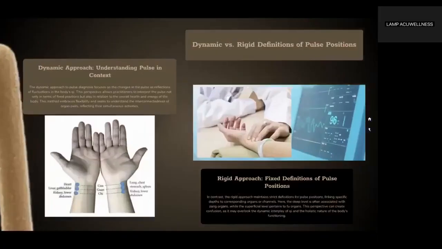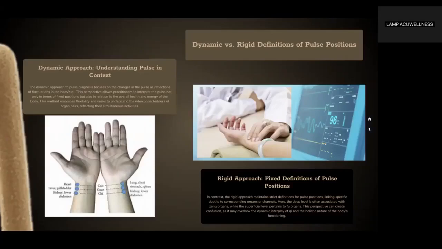Dynamic versus rigid definitions of pulse positions. The dynamic approach to pulse diagnosis focuses on the changes in the pulse as reflections of fluctuations in the body's chi. This perspective allows practitioners to interpret the pulse not only in terms of fixed positions, but also in relation to the overall health and energy of the body. This method embraces flexibility and seeks to understand the interconnectedness of organ pairs, reflecting their simultaneous activities.